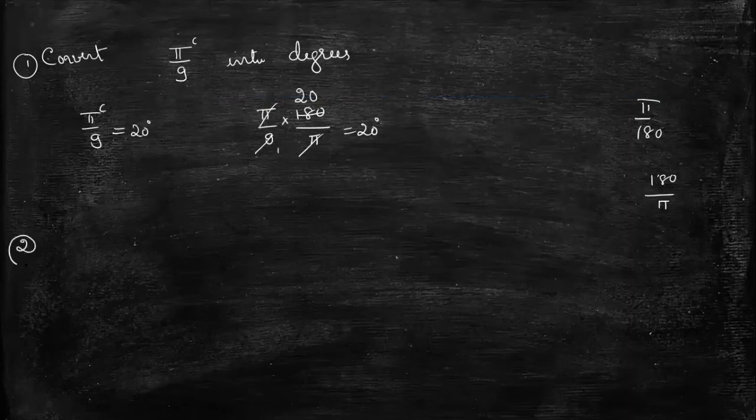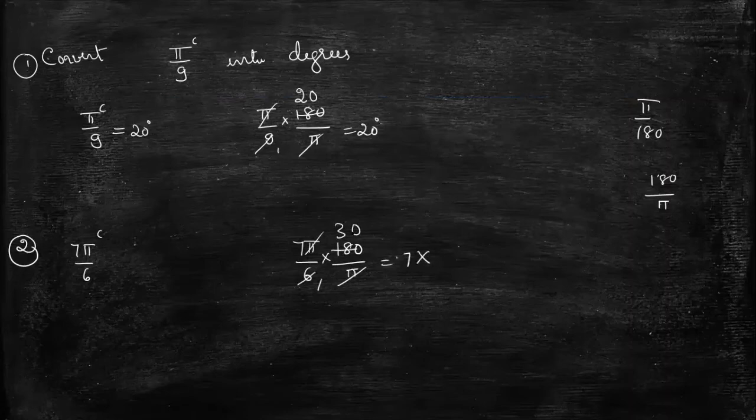In the same way, let me consider one more angle in radian measure. I'll consider 7 pi by 6 radians. To convert this, I'll have to multiply by this and simplify. So it is 7 into, here it is 7, it is 30 here. So it will be 210 degrees. So 7 pi by 6 radians is 210 degrees.